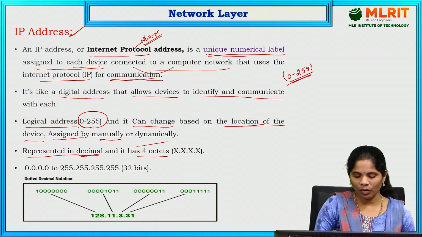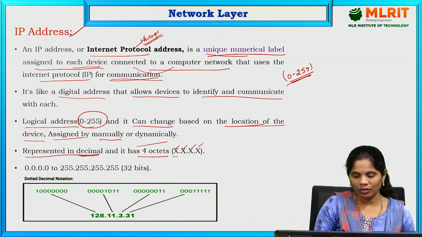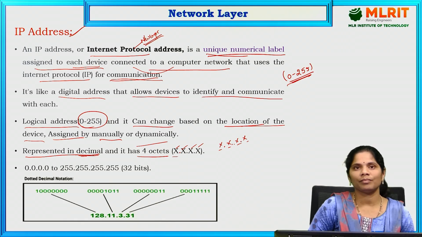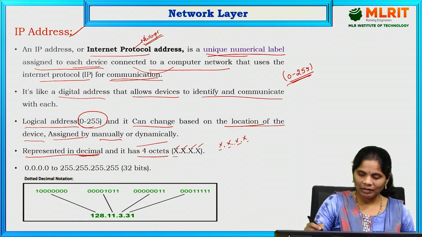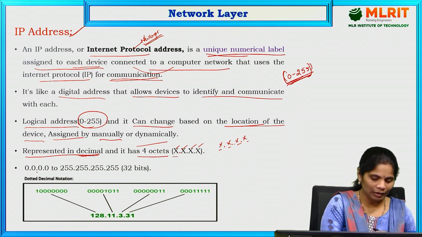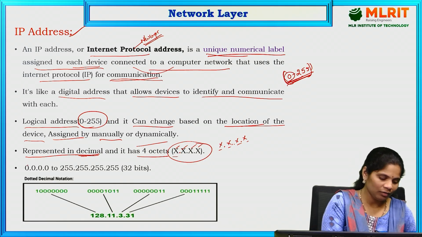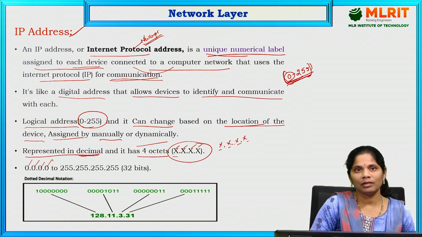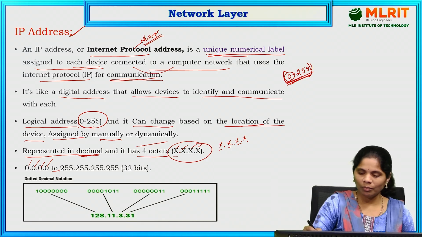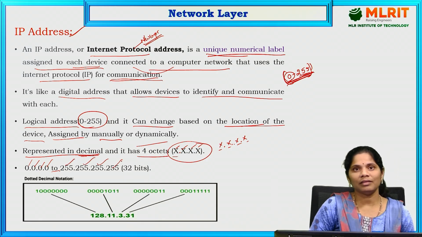It has 4 octets: 1, 2, 3, 4. The octets are separated with dots, like x.x.x.x, the dotted decimal form. As we said, the range is 0 to 255 only. So the starting address is 0.0.0.0, and the last one is 255.255.255.255. This is the IP address string.